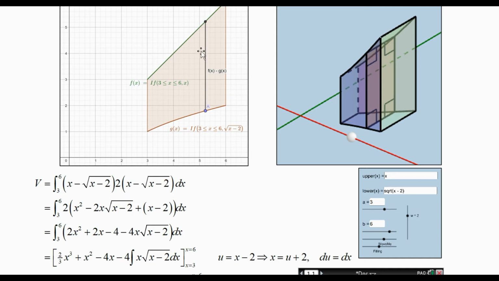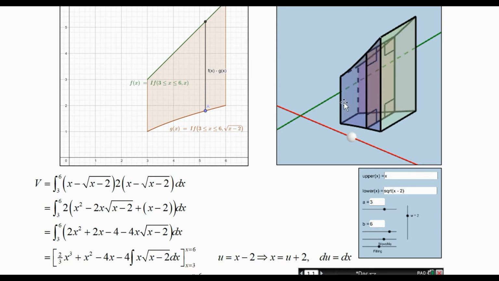That is x minus the square root of x minus 2, and the height is twice that. So the base is x minus the square root of x minus 2, the height is 2 times x minus the square root of x minus 2, and then the thickness is going to be dx, well, delta x, approximating with a little prism.